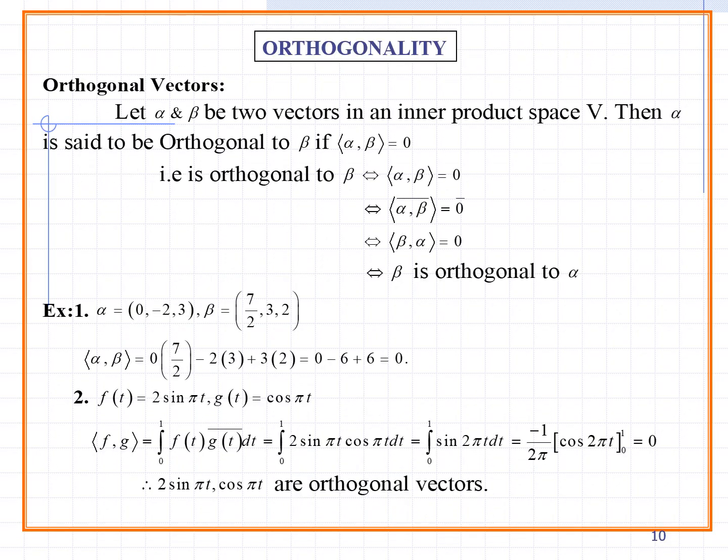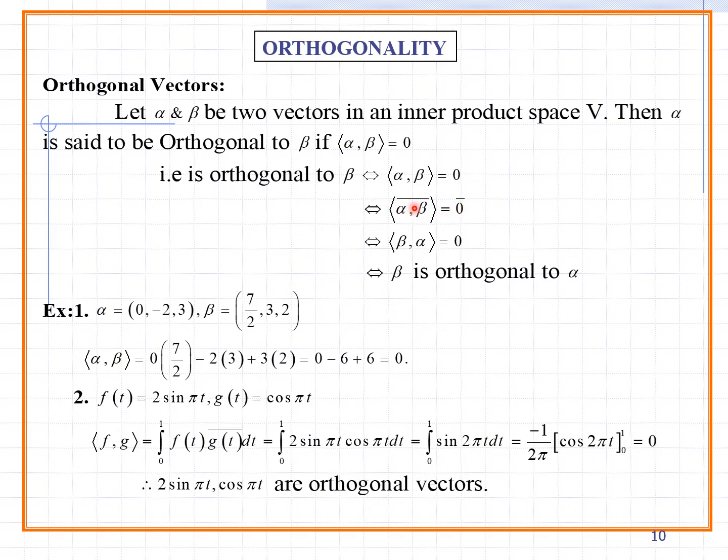Let us see orthogonality. Orthogonal vectors: let alpha and beta be two vectors in an inner product space V. Then alpha is said to be orthogonal to beta if inner product of alpha comma beta equal to 0. It means, what is that? The two vectors are in an inner product space. Then alpha is said to be orthogonal, it means the inner product you can show is 0, so that is orthogonal to beta. Inner product of alpha comma beta equal to 0. So conjugate of alpha comma beta equal to, on both sides you can apply the conjugate. Once you apply the conjugate on both sides, 0, always it is 0.